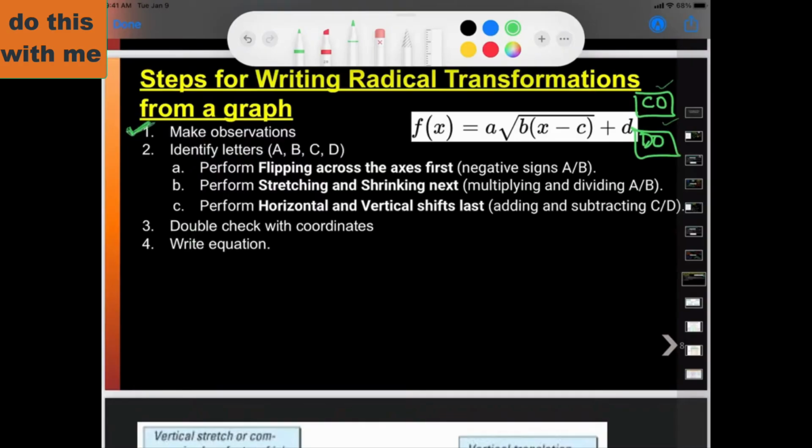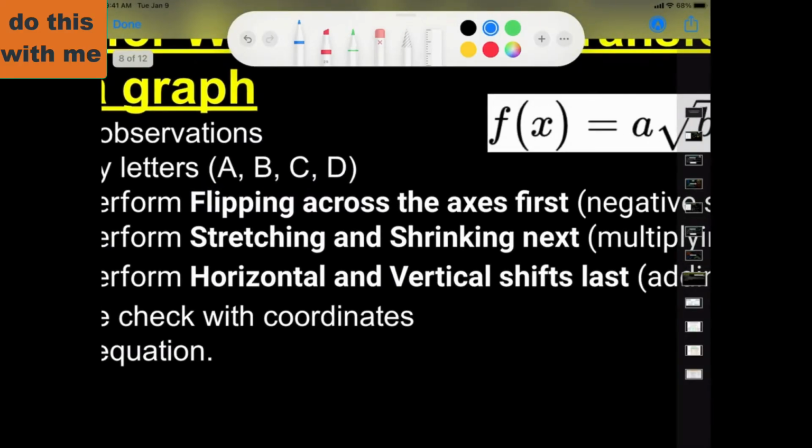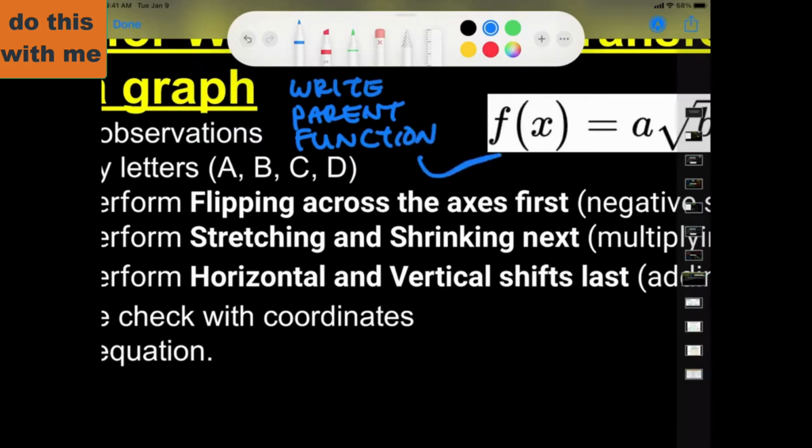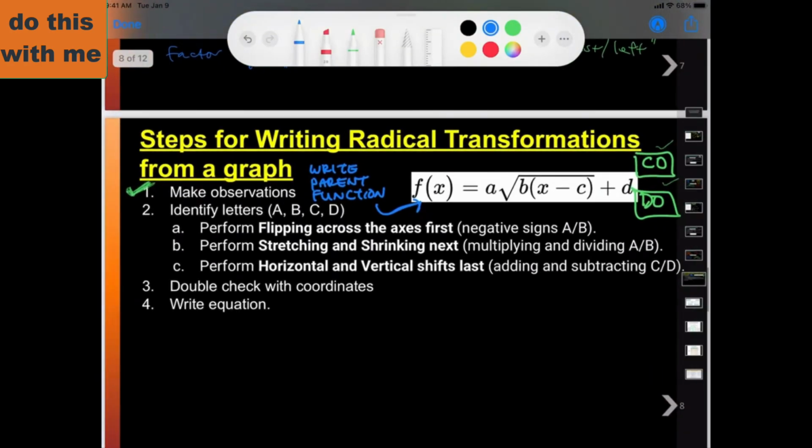Write the parent function. Let's write that. That's super helpful. Write the parent function so you can see the differences. What is that? This big thing. Write this down every single time for the problem when you get the equation for C0 or for the C problems, and for D you're going to do a similar thing, which is you're going to identify the letters.